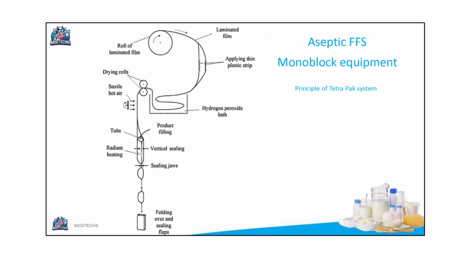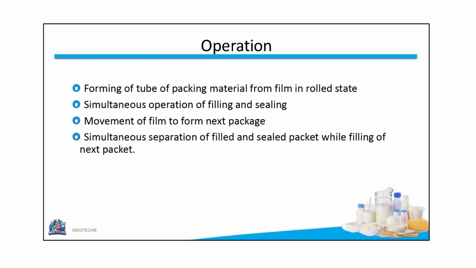This is often a monoblock equipment setup. The operation of such a machine is continuous. It forms a tube from the rolled packaging material. Filling and sealing happen simultaneously. The film moves forward to form the next package, and the filled packet is separated while the next one is being filled. This creates a highly efficient packaging line.